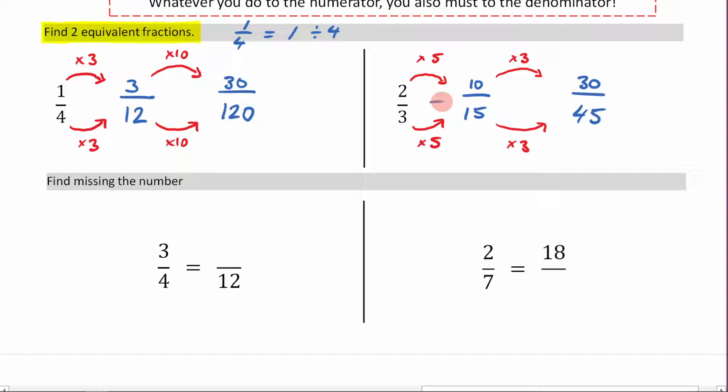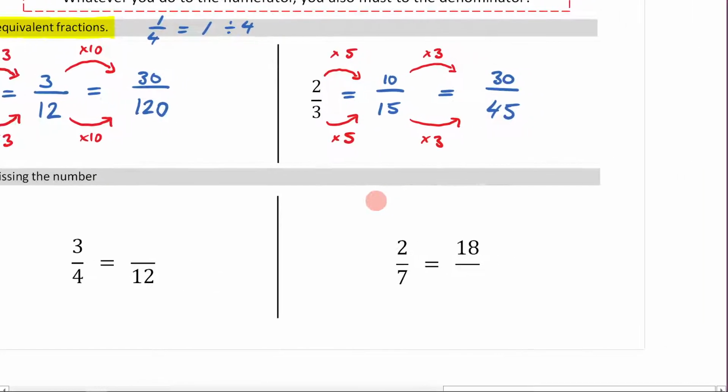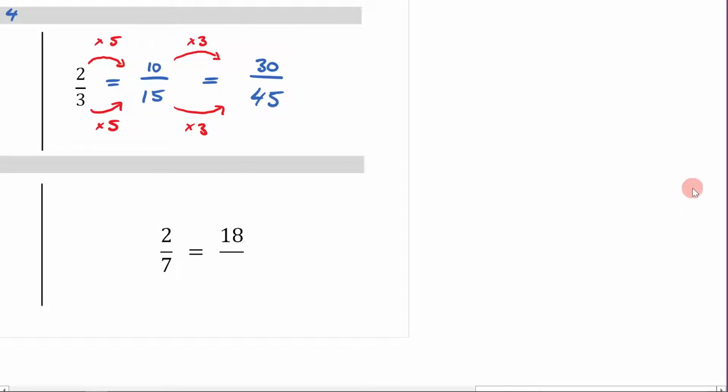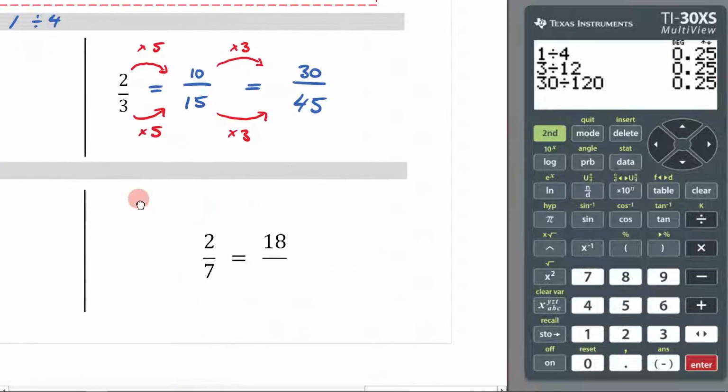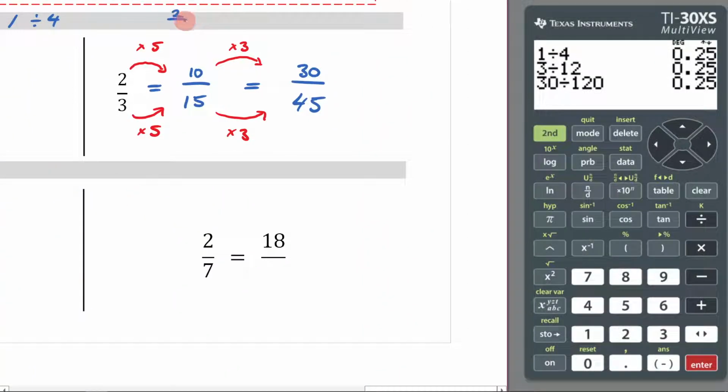Can I actually get you to do something very important? Can you put equal signs here and do them over here as well? All these fractions are equivalent fractions, which means they are all equal to each other. They all have the same value. Now let's do the same thing with our calculator over here. Remember, and you can write this down, 2 on 3 is equal to 2 divided by 3. Same thing.